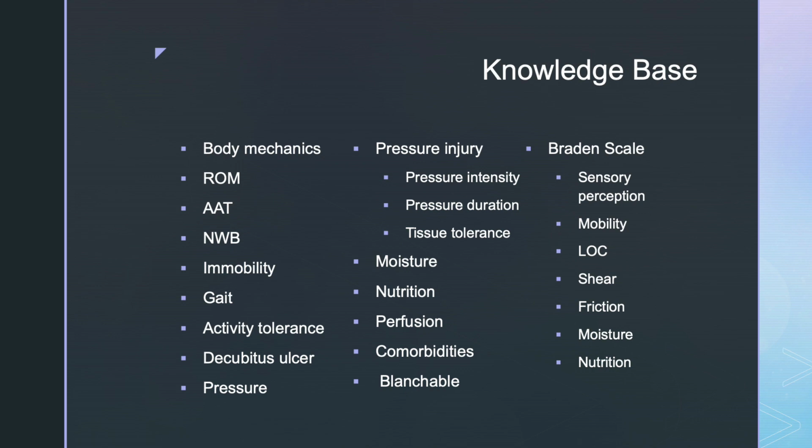Blanchable is a term that is used when we see redness on a common pressure point. We will push on it to see if the wound or patch of red skin, erythema, turns white. If the assumed wound turns white, that indicates that there is perfusion and blood flow underneath. If the sore stays red, that indicates that there is tissue damage underneath and there is not adequate perfusion to the wound.